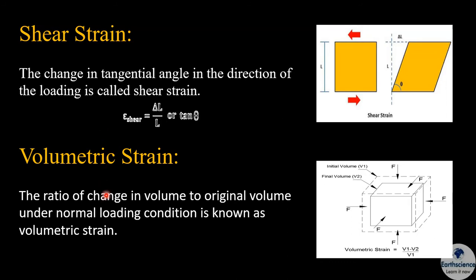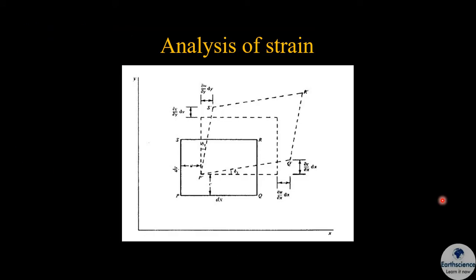The fractional change in the volume relative to the original volume is known as the volumetric strain. Let's come to the analysis of strain. We have discussed normal stress, normal strain, shear stress, shear strain. But how they are denoted, and what the different types of normal stresses, normal strains and notations are, we are going to discuss here.